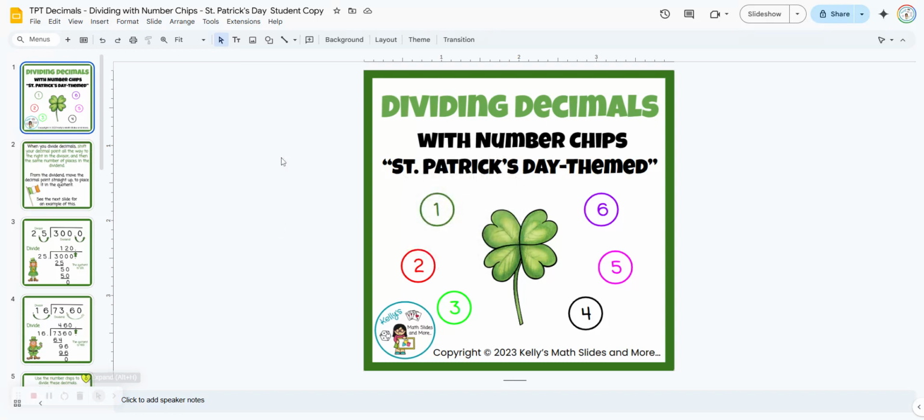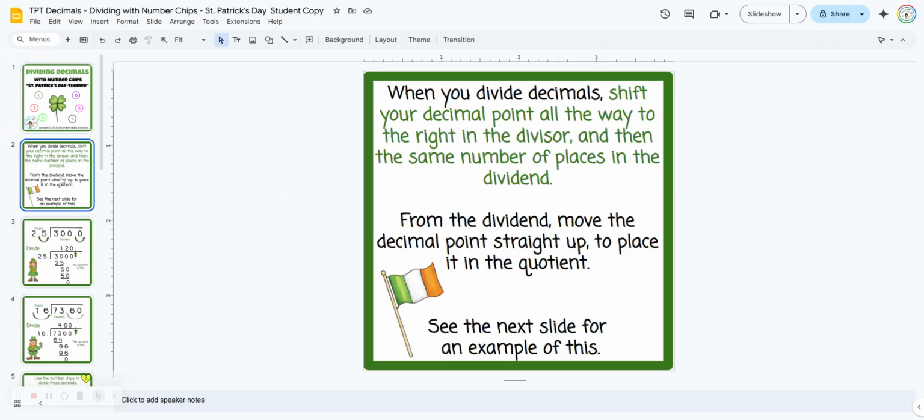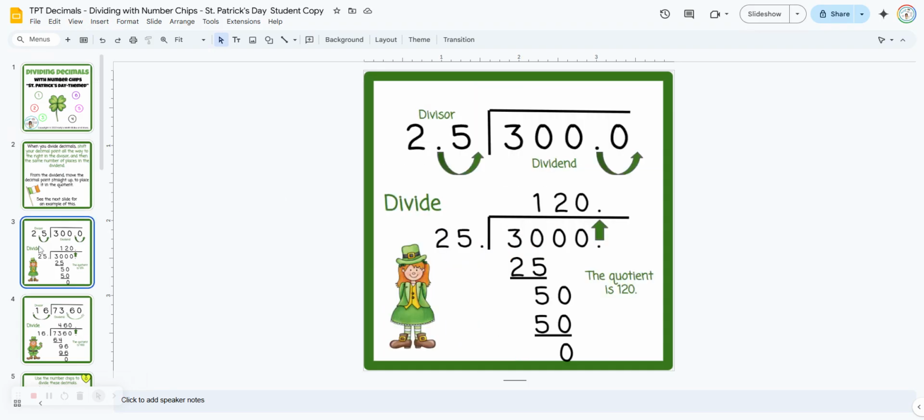Dividing decimals with number chips. This is a digital lesson, and this one is St. Patrick's Day themed. The lesson starts with explaining to the students how to shift the decimal point all the way to the right in the divisor, and then the same number of places in the dividend. The next two slides show how that's done.